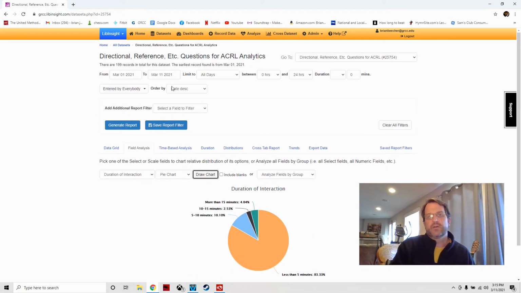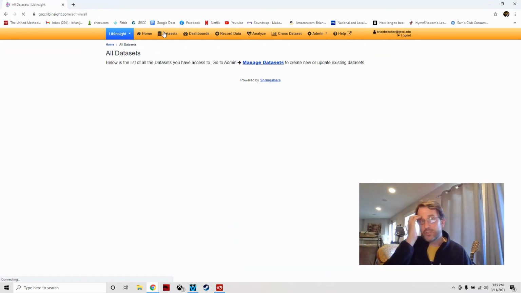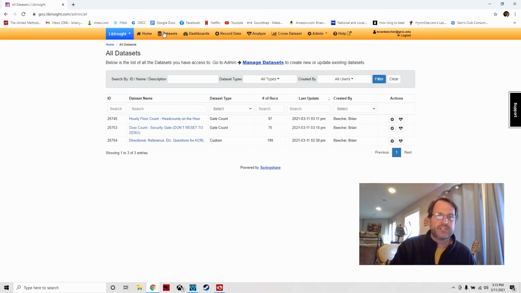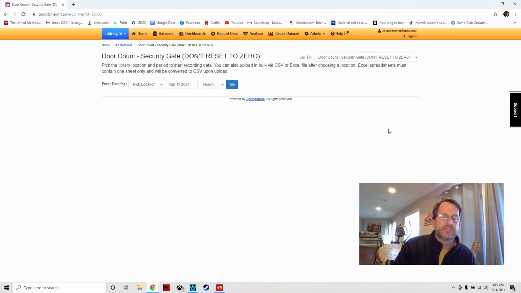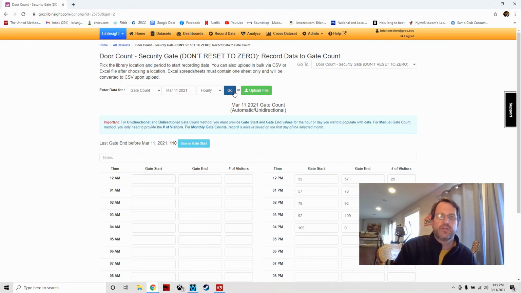And just quickly to go through the other data sets, you're welcome to look at this data. Please don't change the data in these. But this door count, again, these links won't do much for you. You have to go over here to the record data. So let's look at the door counts. So far, we'll look at today. We're going to pick our gate count, and it looks like it already did that. You select the date and hit go.